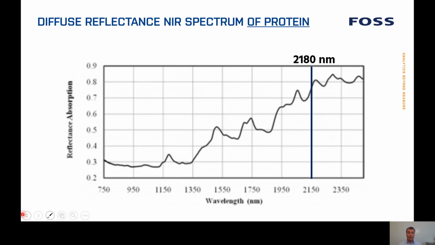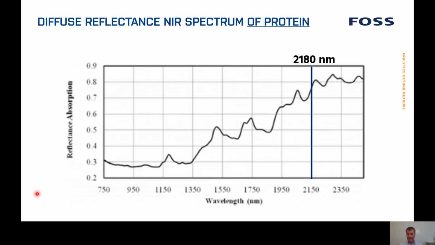I have a simple example here. This is the spectrum of protein. I took it from the internet, so it's a little bit blurred here. So we have a spectrum from 750 to 2400 nanometers, and I can see it has shifted a little bit, but the peak should be here at 2180 nanometers. And one way to do classical calibration is to use a univariate linear regression.